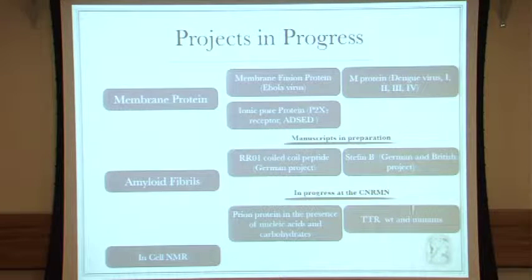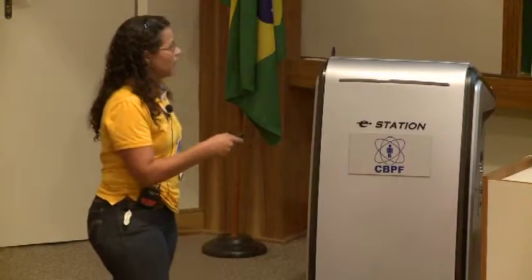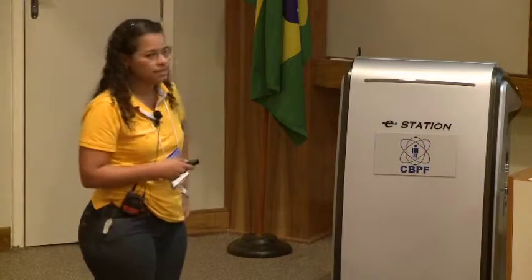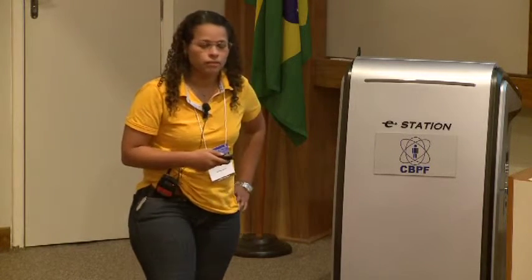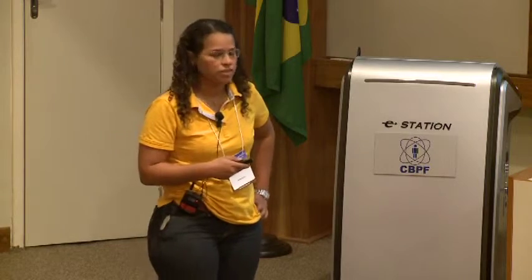And I have some projects in collaboration with people from my university. I'm working with prion protein, studying the misfolding linked to the binding to DNA, RNA and carbohydrates. I'm also using TTR protein as a model, as a monomer and as a tetramer, to try to figure out what is happening during the misfolding pathway. And now I'm also working with in-cell NMR to try to solve some problems concerning protein misfolding.